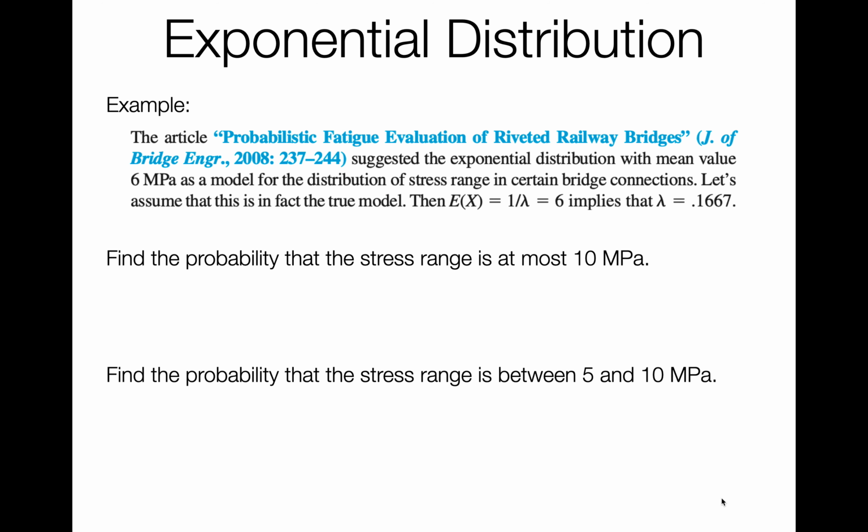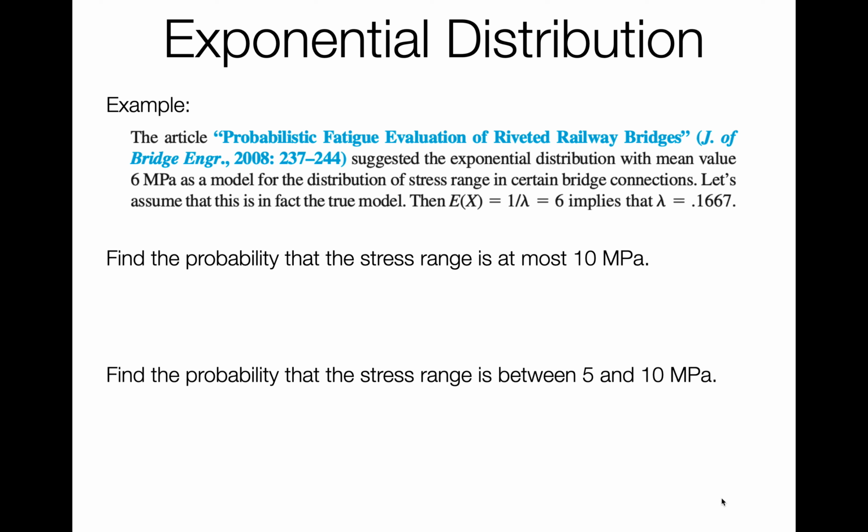Great. So let's look at an example. Again, what you're usually going to do for these distribution questions is you're going to turn to Minitab. Okay, because why not? The article Probabilistic Fatigue Evaluations of Riveted Railway Bridges suggested that the exponential distribution with a mean value of 6 MPa as a model for the distribution of stress range in certain bridge connections. Okay, great. So if the mean was 6, then since the mean is 1 over lambda, that means that the lambda is 1/6. Okay, and so our scale parameter, which they call it, is 1/6.